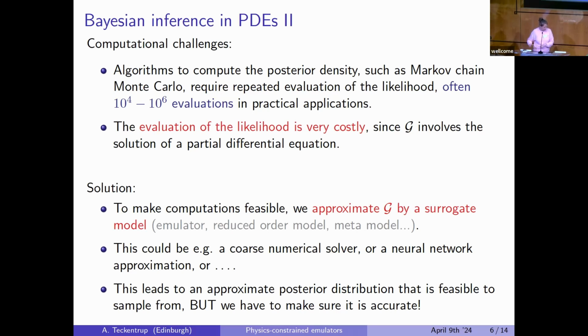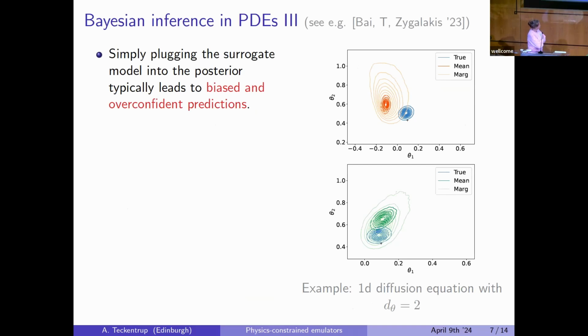Okay. So in the straightforward setting, the first thing that you could think of doing, it actually turns out that this is most of the time not a very good idea. If you just take the surrogate model for the PDE solution and plug that into the posterior distribution instead of the PDE, that usually gives you very bad results. It gives you biased and overconfident predictions.